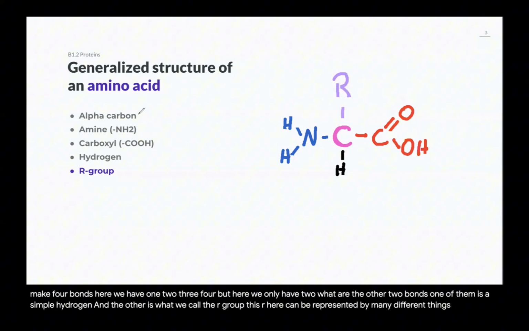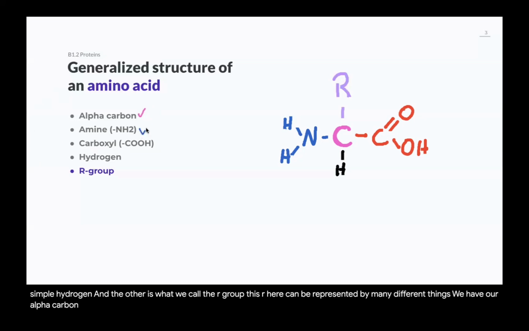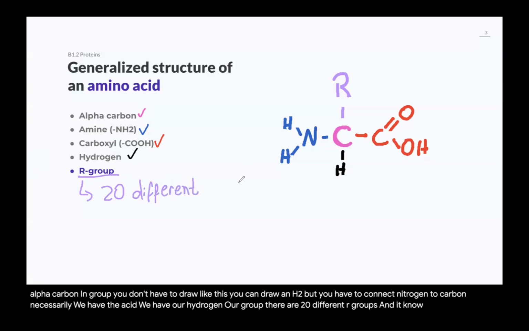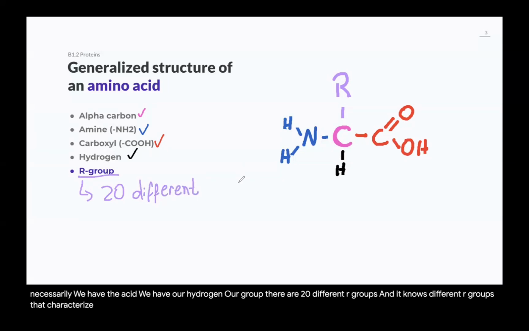So let's check. We have our alpha carbon, the amine group. You don't have to draw it like this. You can draw NH2, but you have to connect nitrogen to carbon necessarily. We have the acid, we have our hydrogen, and the R group. There are 20 different R groups, and those different R groups characterize different amino acids.